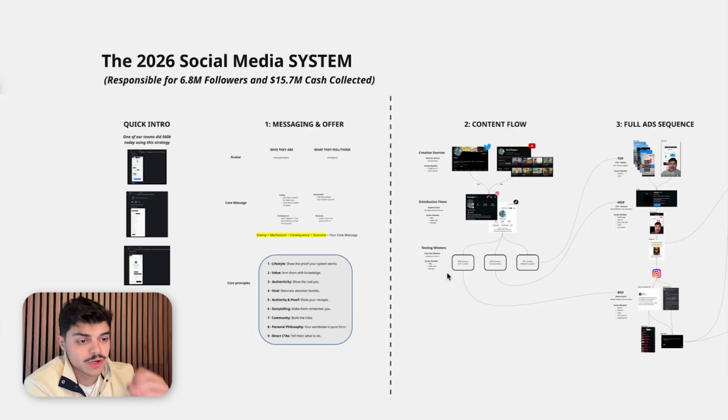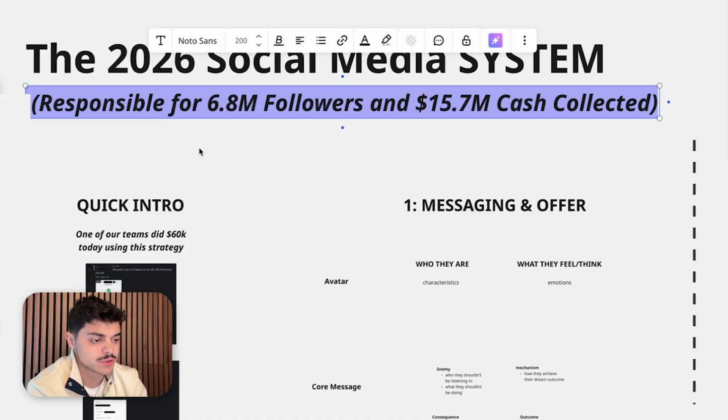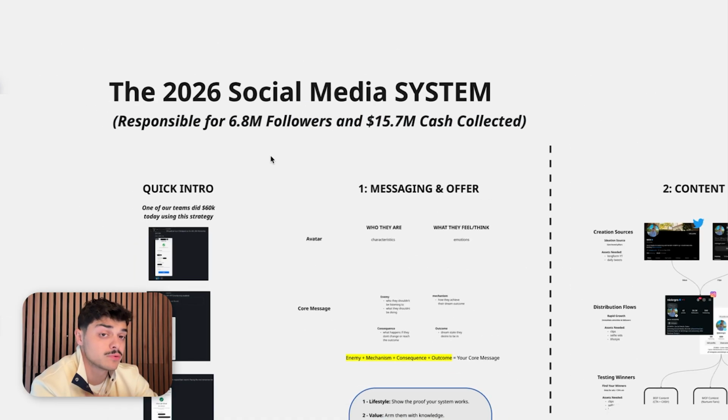Okay, the 2026 social media system. We are going over today the system responsible for 6.8 million followers and 15.7 mil cash collected. That's between myself, any of my brands, and any brand that I have had equity in.